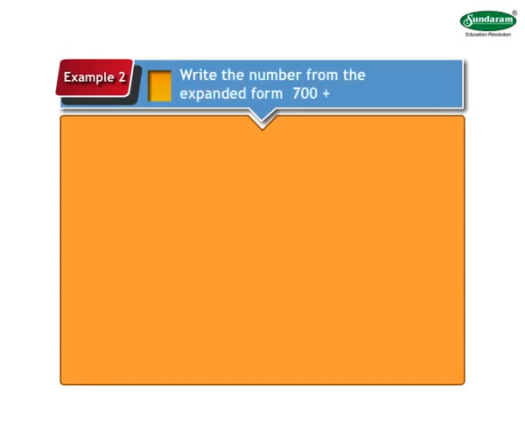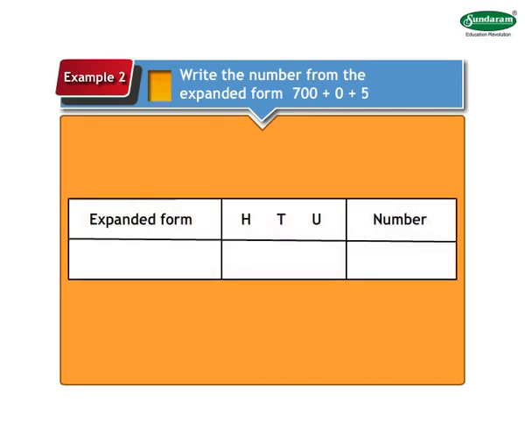Let us take one more example. Write the number from the expanded form 700 plus 0 plus 5. Since the expanded form is given as 700 plus 0 plus 5, the given number must be a 3-digit number. The expanded form 700 plus 0 plus 5 means the place value 700 plus the place value 0 plus place value 5.